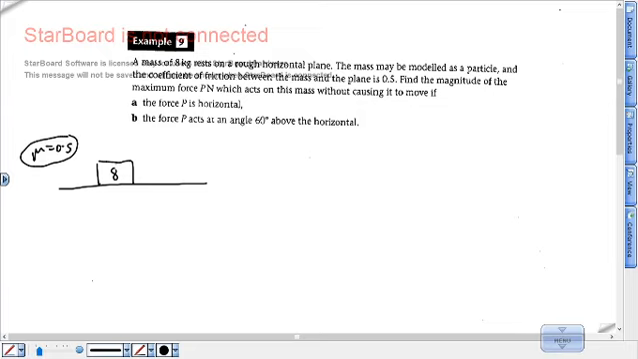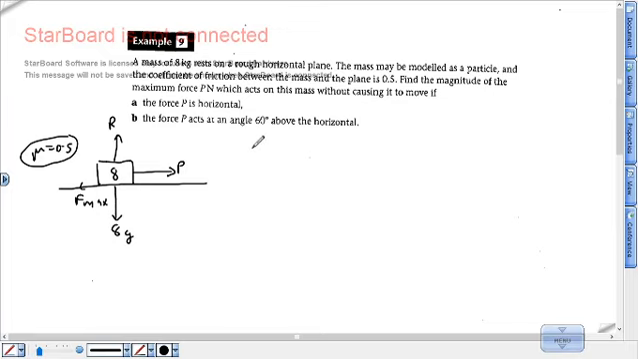Remember, mu's got no units to it, it's just a constant, it's just a number. Find the magnitude of the maximum value of the force P which acts on the mass without causing it to move if P is horizontal. So if P is horizontal, we've got to work out what F max will be, because we're after the maximum value that P can be, so in other words, we're in limiting equilibrium. We're going to need to get the friction max, we're going to need to know R up here, and we have simply got the weight, which is 8g.